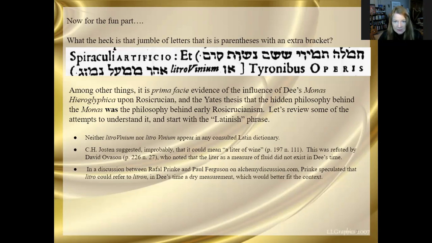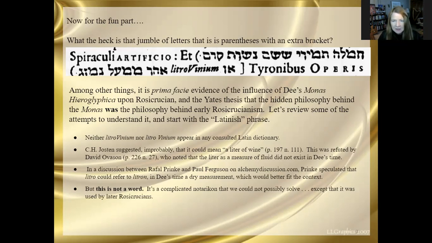Because vinium isn't wine. The whole thing is just not a word. It's a very complicated notarikon, as we'll see, and there isn't a way that we could solve it on our own. It takes too many steps, and if we were able to solve this, then we could turn anything into a notarikon. Let me show you what I mean here.